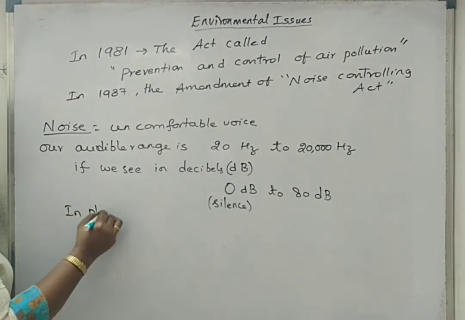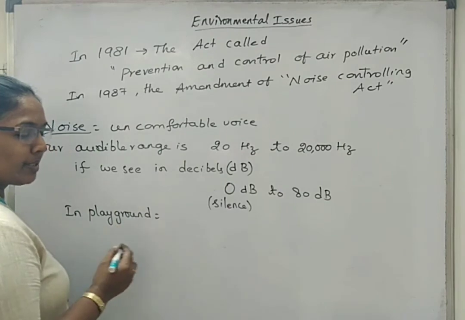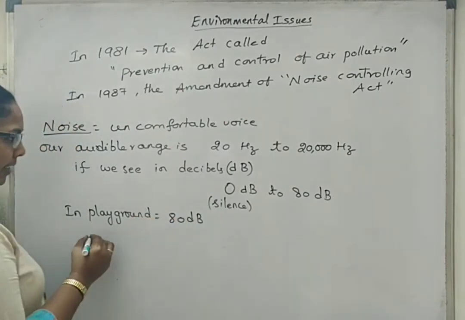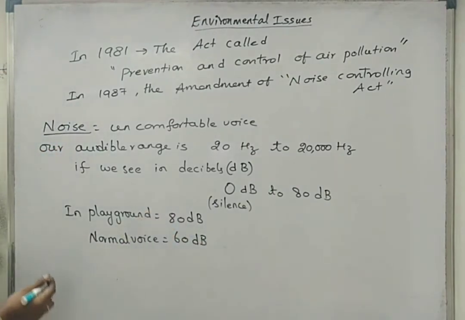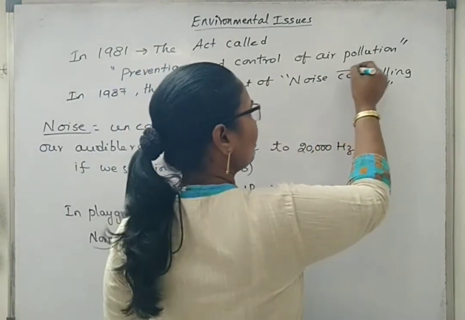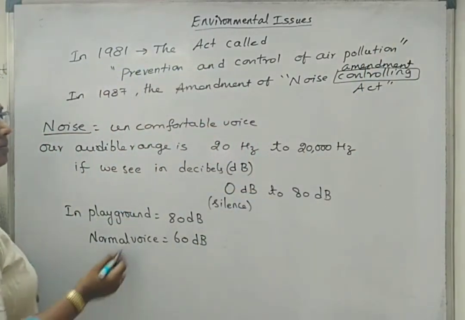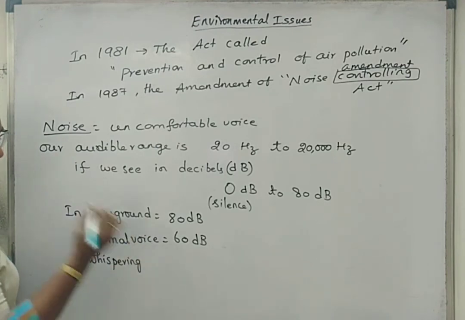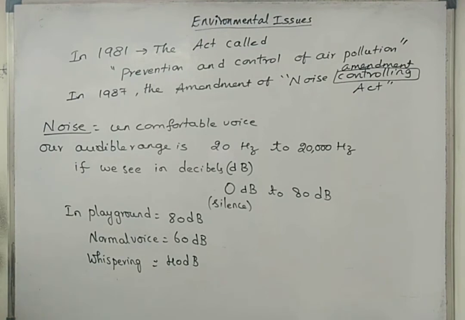In a playground, we see the players shout loudly. At that time, what might be the decibels? In a playground, it is 80 decibels, and a normal voice that we can bear and hear is 60 decibels. This is the Noise Controlling Act; we can also use a term like Noise Amendment Act. Whispering a voice will be 40 decibels. And these are different types of noises and audible ranges in terms of decibels, and here in terms of hertz.